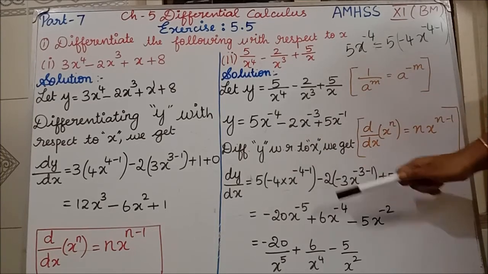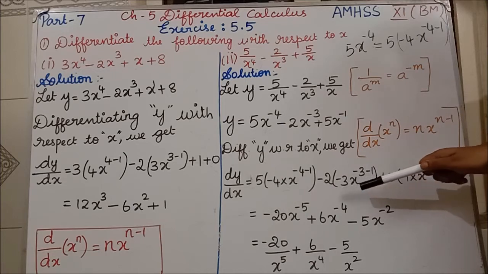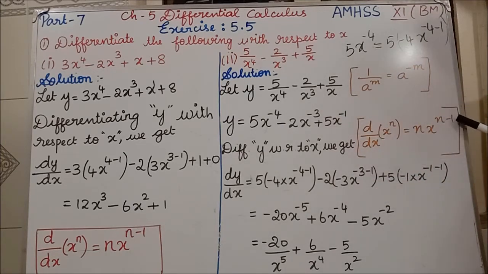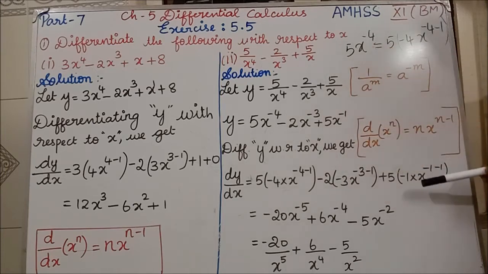Next, for this, if you do, what will we get? Minus 2 we have to write as such. This power minus 3 will come before, minus 3 x, already in power minus 3, in formula minus 1, so that minus 1. Clear? Plus 5 we are writing as such. In the power what we are having? Minus 1, that will come to the front. So minus 1 into x, this power minus 1, in formula minus 1. Clear?